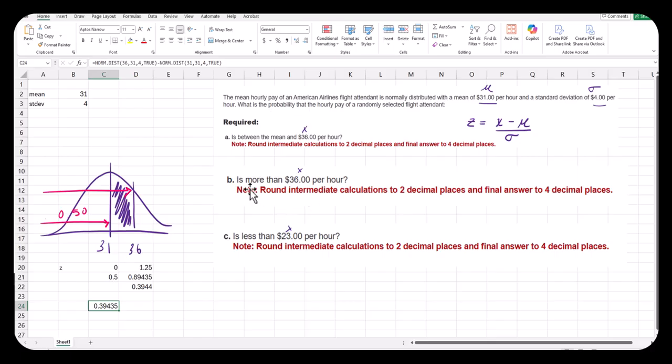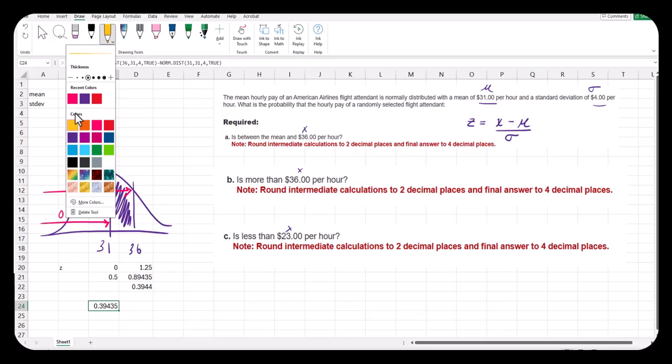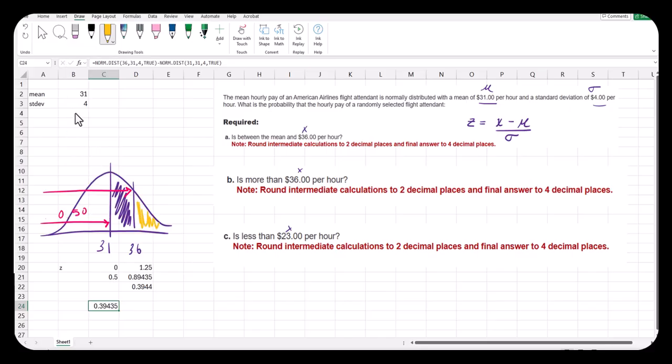And so the next one says more than 36 per hour. Well, if you look at this, let me see if I can get my drawing tools back and get another color here. More than 36 would be this area. And remember, this entire curve has to add to 1, or 100 if you're looking at percentage. So if this entire curve has to add to 1, I could easily find this because I found all of this already by taking 1 minus the 0.89435.